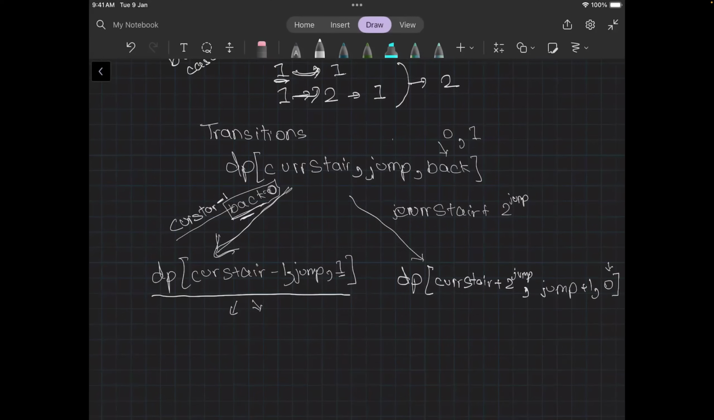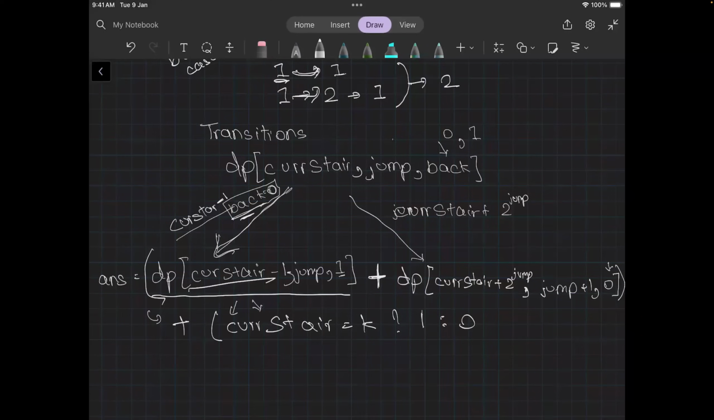And what do we return? Our final answer is just this plus this, right? Number of ways to reach k from these moves. This is all that is there in our dynamic programming solution. And also, if current stair is equal to k, then we will add 1 extra in our answer because we can stop there, right? So basically if current stair is k, then we will add a 1 in our answer. Otherwise, we won't count it.